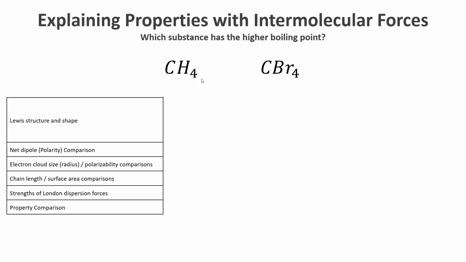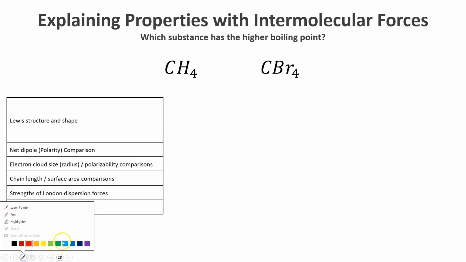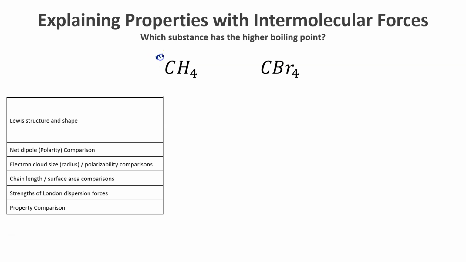Hey everybody, in this video we're going to talk about how to explain a substance's physical properties by talking about the types of intermolecular forces that substance will experience. In this case, we're going to be examining CH4, otherwise known as methane, comparing it to CBr4, otherwise known as carbon tetrabromide, and we're going to be trying to decide or predict which of these is probably going to have the higher boiling point.